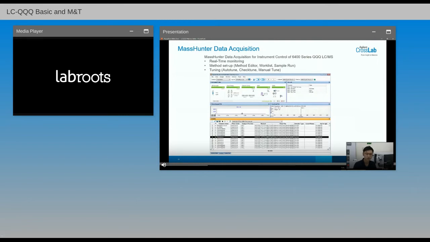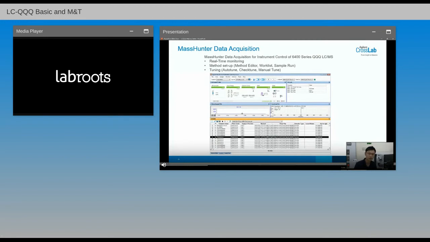In terms of the data acquisition, we are using the Mesh Hunter to do our tunings, to be in the tuning context so that we can perform check tunes or even manual tunes. But most of the time when you run into issues, you would perhaps want to fall back on a full auto tune in either the positive or the negative mode, depending on the application that you are working with.